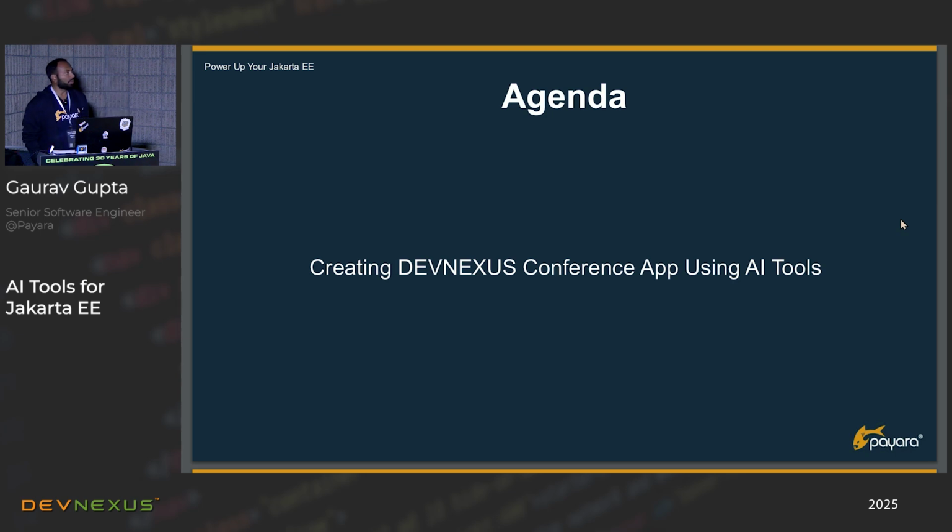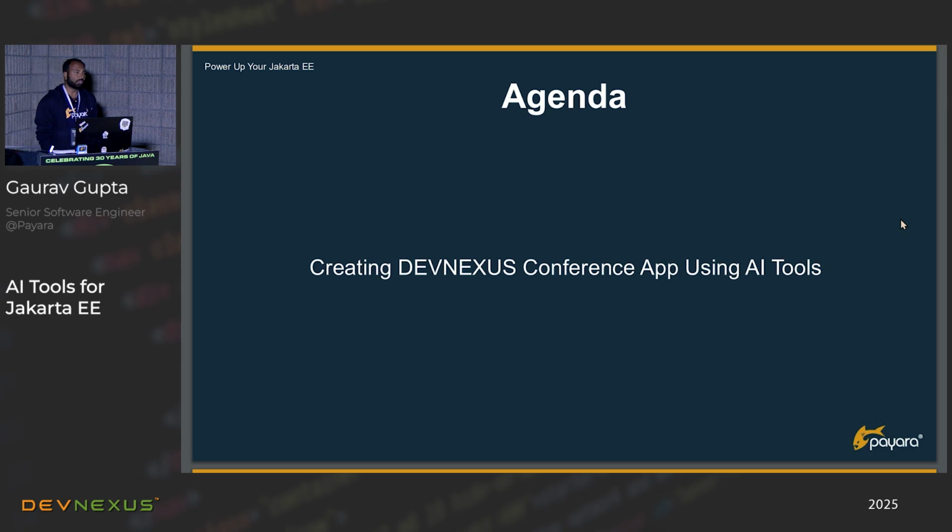So the agenda today is that I will introduce some AI tools, and with the help of those AI tools, I will create the Devnexus conference app. These tools are especially Para Starter and Jedict AI Assistant. These tools help developers to kickstart their project and also get AI assistant help in the Apache NetBeans IDE. So the objective is to create the application with those tools and showcase how these AI tools can help you in your day-to-day job when creating Jakarta applications.